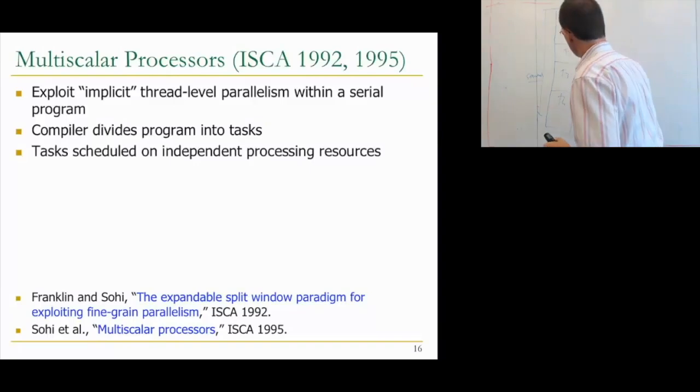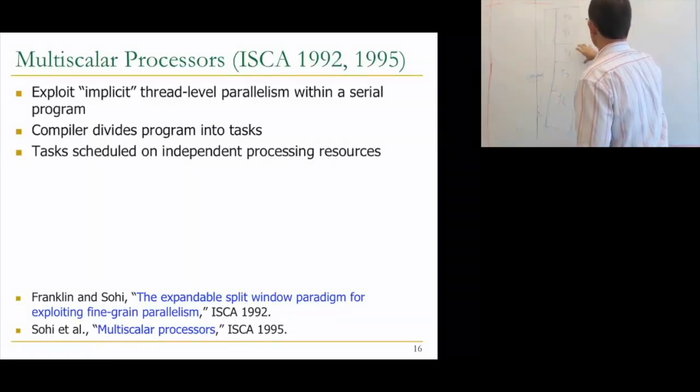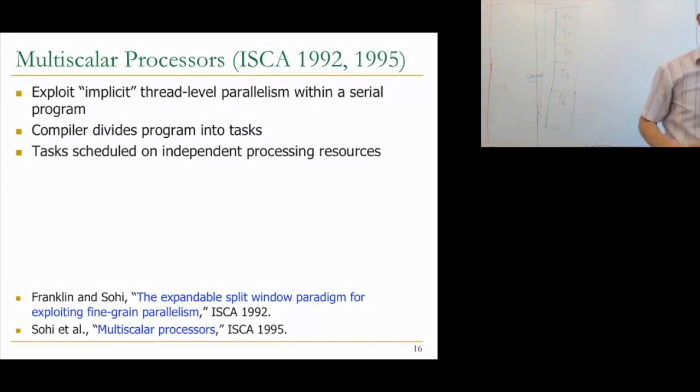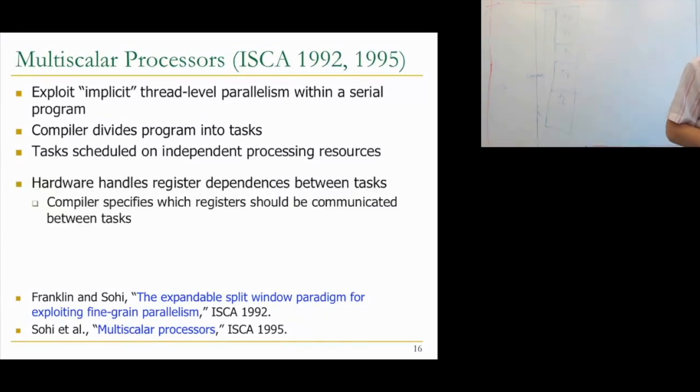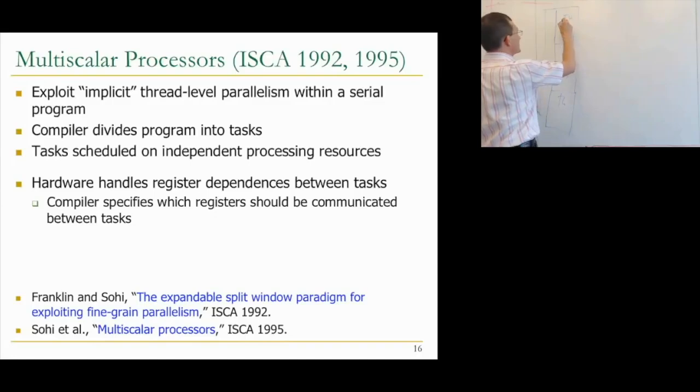Tasks are scheduled on independent processing resources. Instead of executing them on the same processing resource, thread 0 goes to one processor, thread 1 goes to another, thread 2 goes to another, and so on. Right? Very, very similar to before. And hardware handles register dependencies between tasks. Because these are coming from the same program, there could be register dependencies. This could be writing to register 2, this could be reading from register 2, right? And there may be many dependencies.